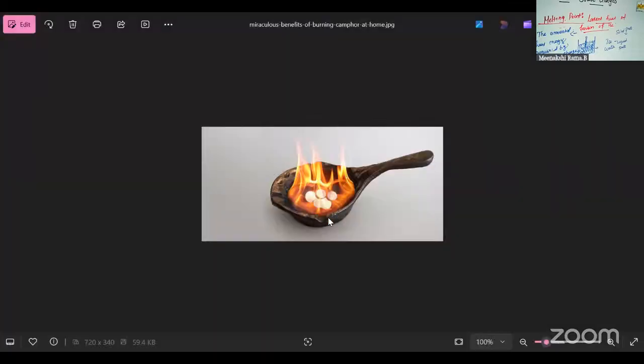So what is this? Camphor. Camphor is burning here. So this concept is called sublimation. Sublimation is when solid state is directly changed into gas state. So the solid state is directly changed into gas state. That process is called sublimation. Camphor and incense sticks are also examples of this. The camphor is in solid state. When I burn it, it automatically changes into gaseous state. So this process is called sublimation.